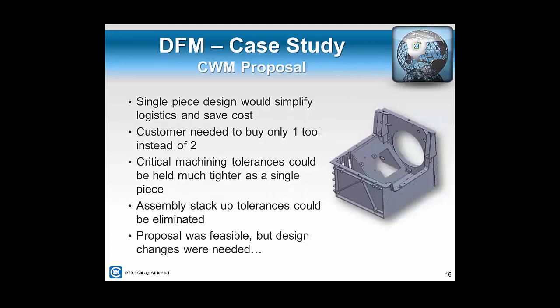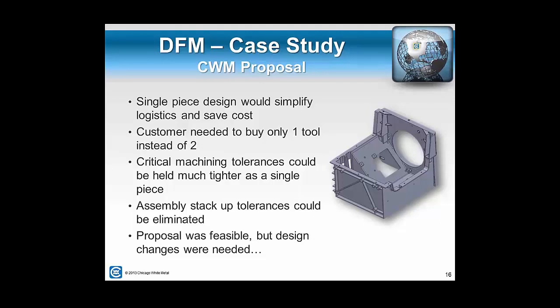So we worked with our customer to come up with a rough idea of what we wanted to do. We talked with them and decided that the best thing to do would be to take all of those components that you saw on the previous page and make them as one. So instead of two die castings, now we've got one large one, which obviously would simplify logistics and save cost in a number of areas. Customer only needed to buy one tool instead of two.